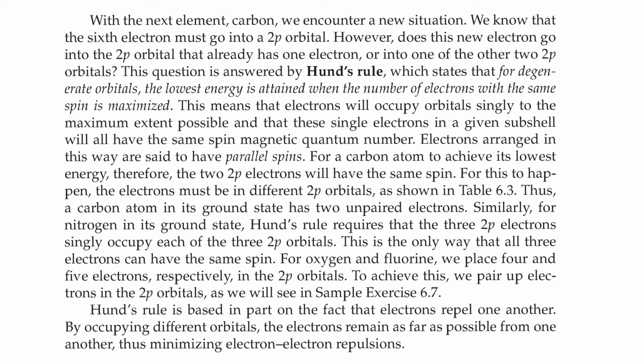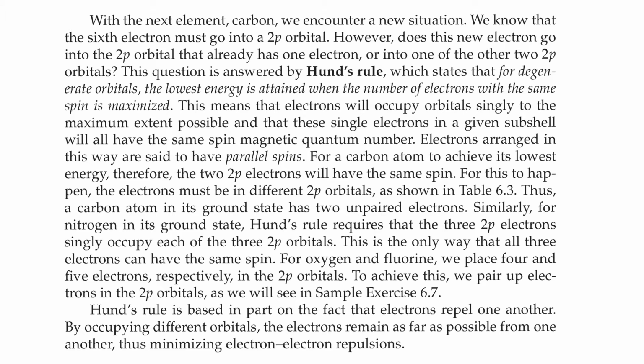which states that for degenerate orbitals, the lowest energy is attained when the number of electrons with the same spin is maximized. This means that electrons will occupy orbitals singly to the maximum extent possible, so that these single electrons in a given subshell will all have the same spin magnetic quantum number. Electrons arranged in this way are said to have parallel spins.